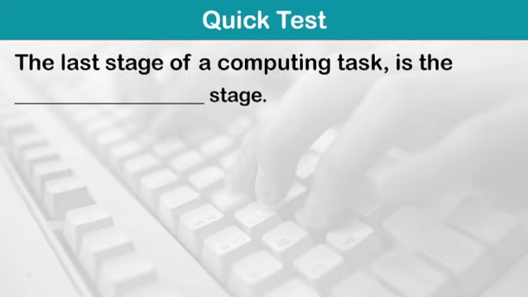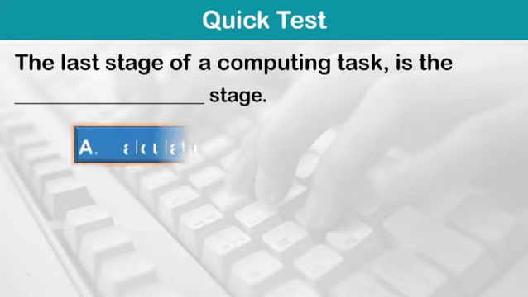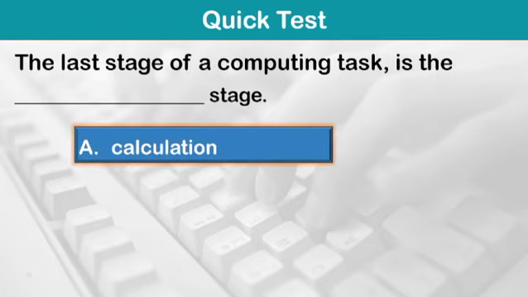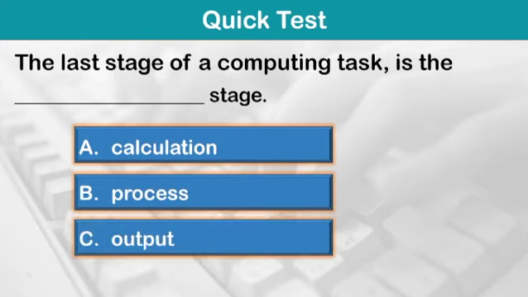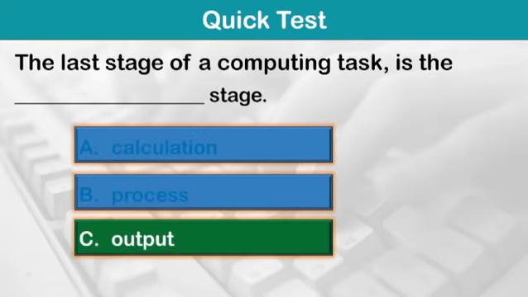The last stage of a computing task is the stage A. calculation, B. process, or C. output. The three stages are input, followed by process, followed by output. The correct answer is C, output stage.